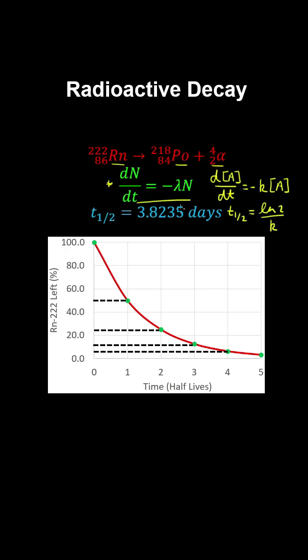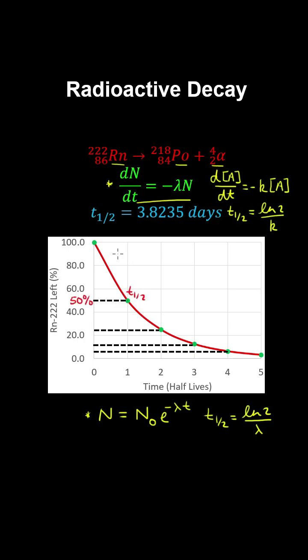Now the solution to this differential equation is as follows, where the current number of nuclei is equal to the initial number of nuclei times e to the power of negative lambda t, where lambda is the rate of decay. Now if we plot this solution in terms of the percentage of the mass of radon-222 left over, you can see that 50% decays when a half-life is reached.